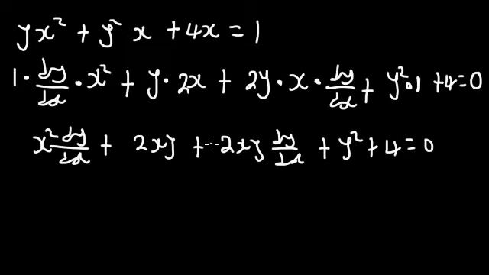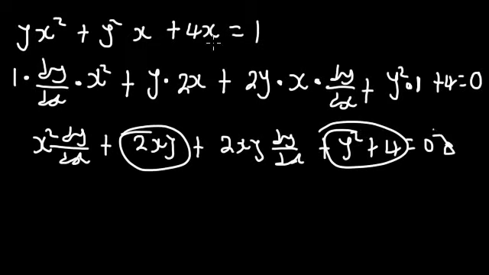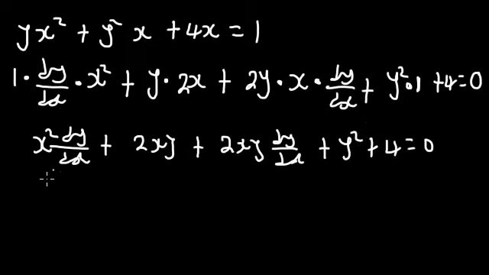So now, once you have the differentiation on ground, you can just try and solve for dy/dx. So we are taking this and all these two terms to the other side. That's what we are doing right now. So we have x squared dy/dx.